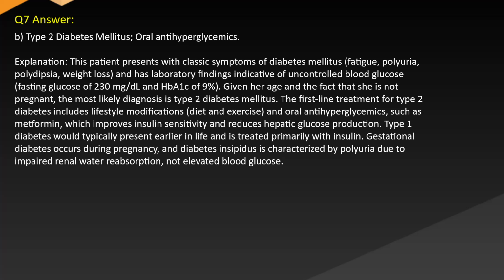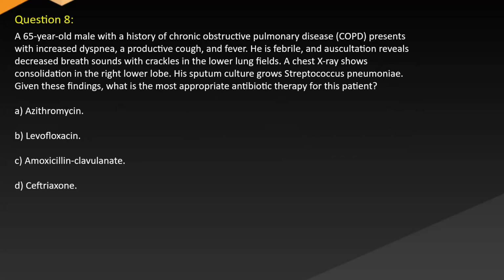The first-line treatment for type 2 diabetes includes lifestyle modifications, diet and exercise, and oral antihyperglycemics, such as metformin, which improves insulin sensitivity and reduces hepatic glucose production. Type 1 diabetes would typically present earlier in life and is treated primarily with insulin. Gestational diabetes occurs during pregnancy, and diabetes insipidus is characterized by polyuria due to impaired renal water reabsorption, not elevated blood glucose.